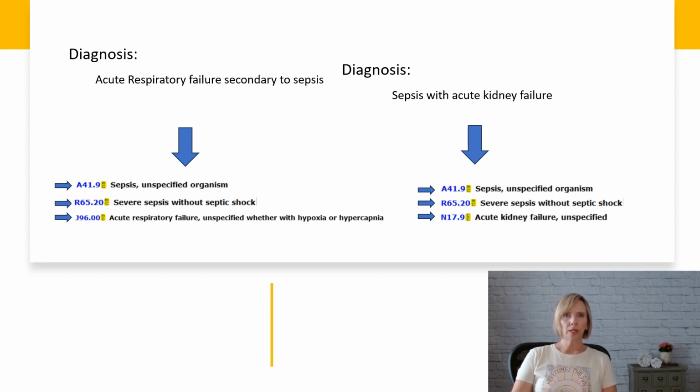So for example, for a diagnosis of acute respiratory failure secondary to sepsis, you first code A419 for the sepsis, followed by R652 for the severe sepsis, followed by J9600 for the acute respiratory failure. And for a diagnosis of sepsis with acute kidney failure, you first code A419 for the sepsis, followed by R652 for the severe sepsis, followed by N179 for the acute kidney failure.